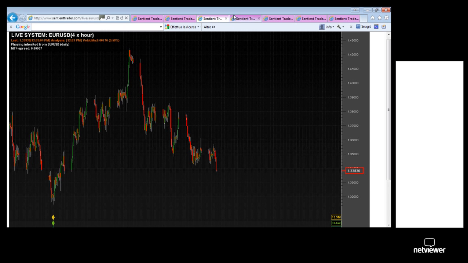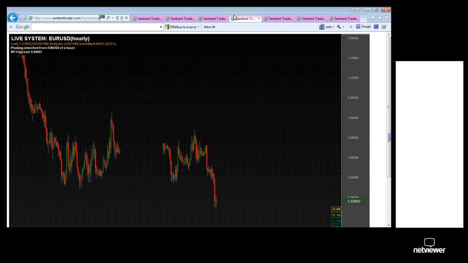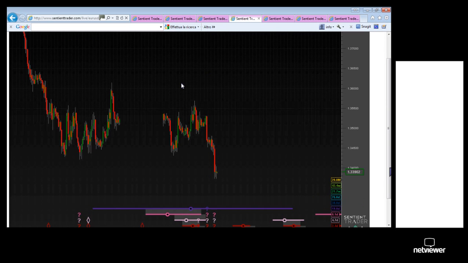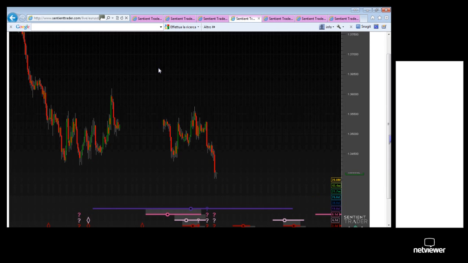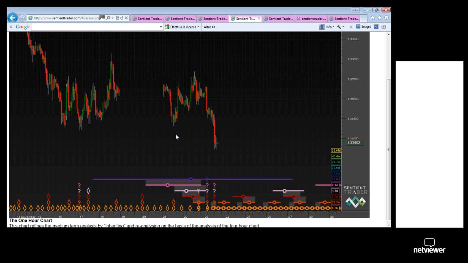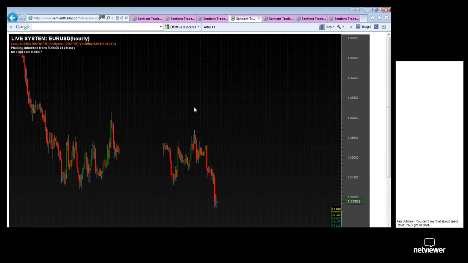So I've shown you 2 charts. There's the daily chart, there's the 4-hour chart. The 4-hour chart inherits information from the daily chart, and then of course there is the hourly chart, which, as you can see up at the top left of the chart, the phasing is inherited from the 4-hour chart, and here you can see the analysis that Sentient Trader is producing.